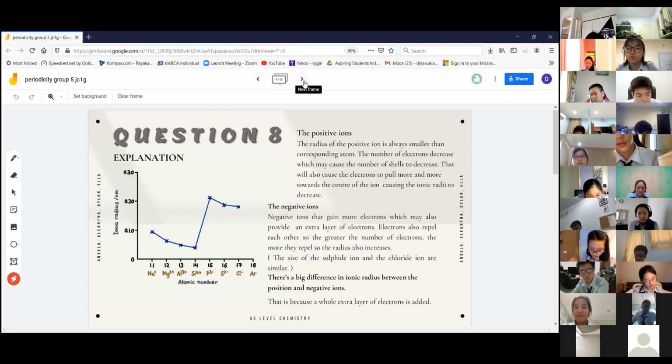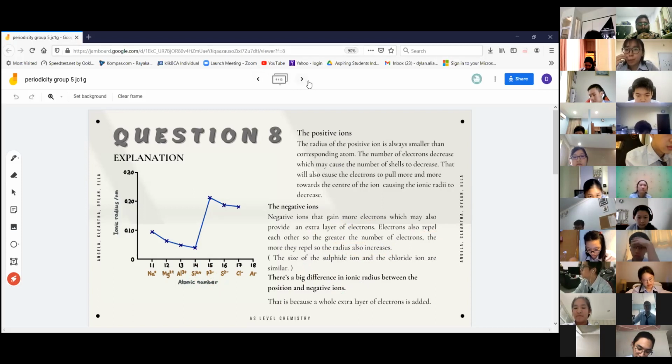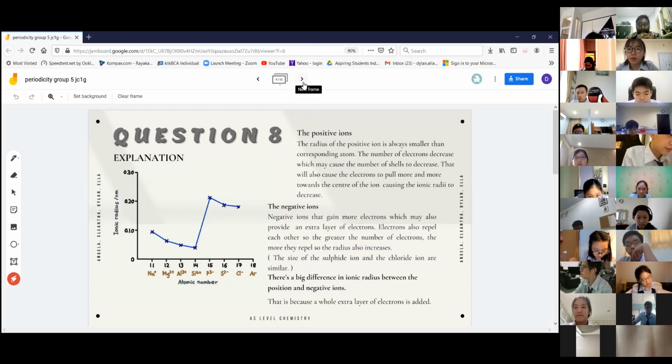For the negative ions, when electrons are added, the added electrons will repel the other electrons more, and there will be an increase in the size of the ionic radius. This is also the main reason why there's a big jump between the silicon and the phosphorus, because the silicon is positively charged while the phosphorus is negatively charged. In conclusion, the more electrons they lose, the more attracted the electrons will be, and the shorter the ionic radius. The more electrons they gain, there will be more repulsion and the ionic radius will increase.